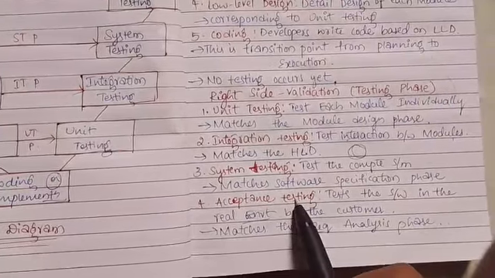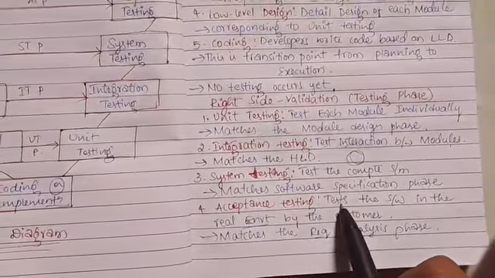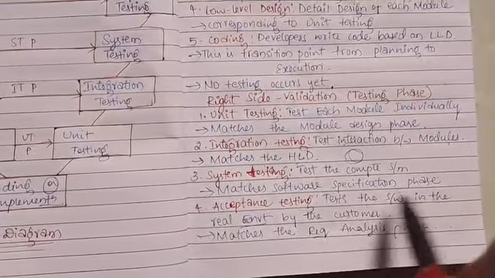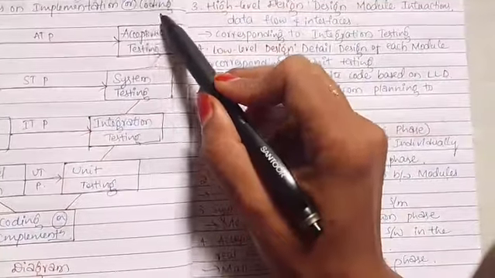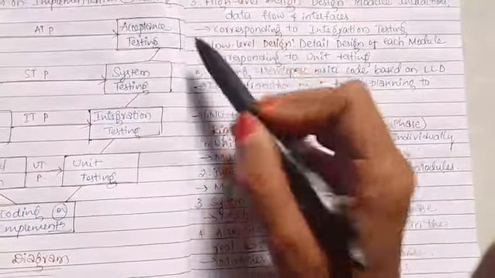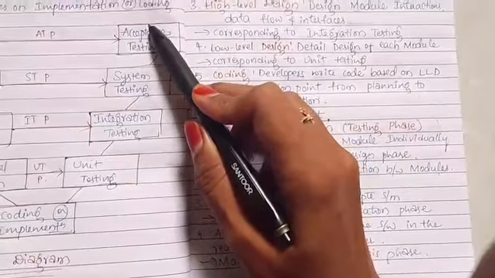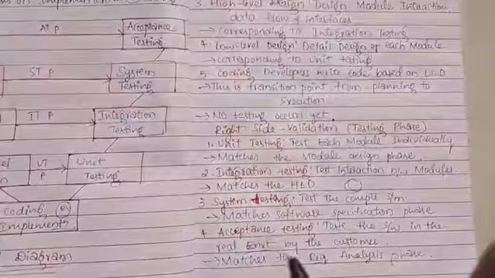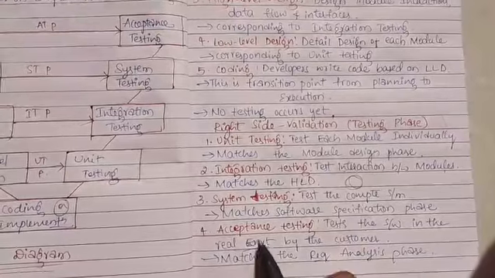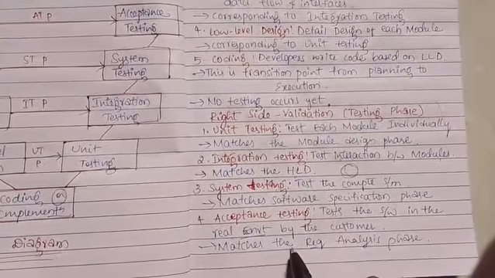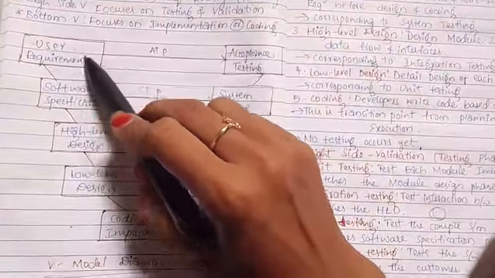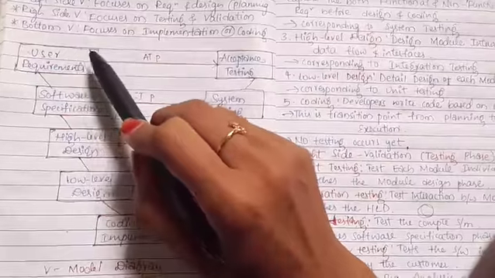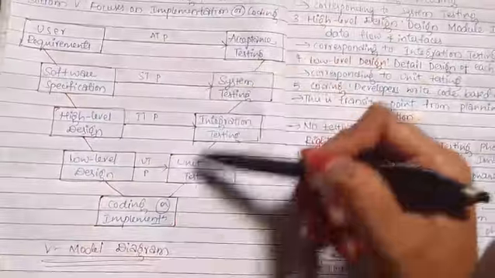And the fourth one is acceptance testing. It tests the software in the real environment by the customer. It is the final phase, we can say. And this is tested by the end user, that is the customer, in the real world. And it matches the requirement analysis phase, the user requirement phase. This is all about the explanation of the V model.